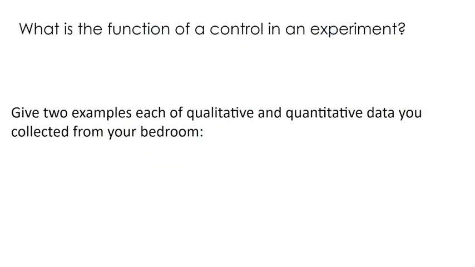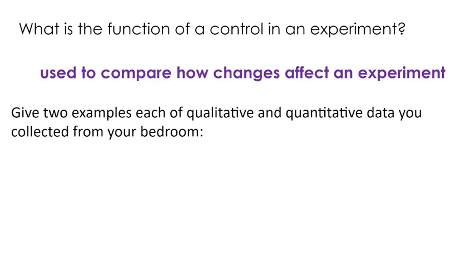So, what's the function of a control in an experiment? Well, it's used to compare how changes we're making affect the experiment's objects or substances or plants.